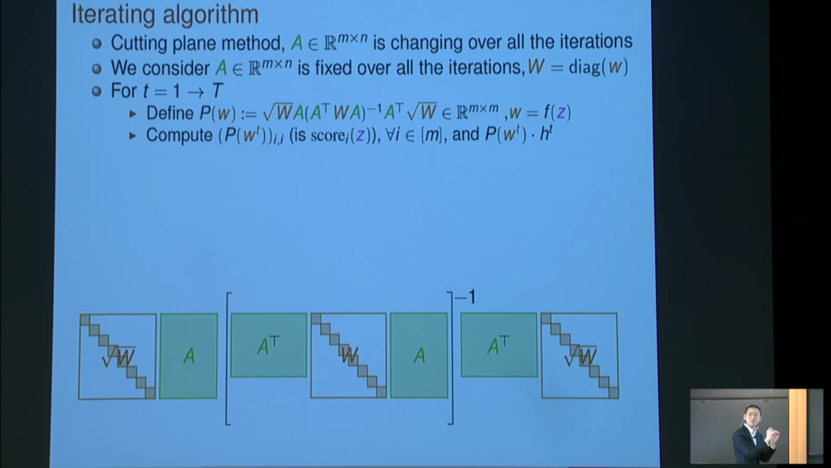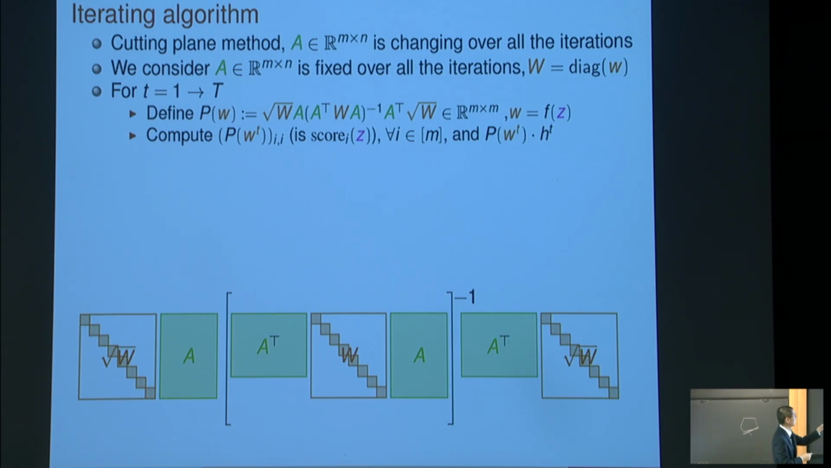I'm just trying to make it simpler and easier for now. Because W is also changing. Let's assume, for simplicity, A is not changing. Basically I have a fixed A. My W is changing over all iterations. W is some function of Z, and C is just linear for now. For easier thinking, at every iteration I need to look at the diagonal of this projection matrix P of W.